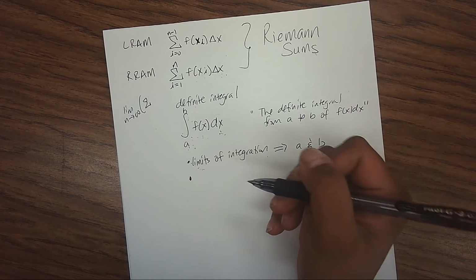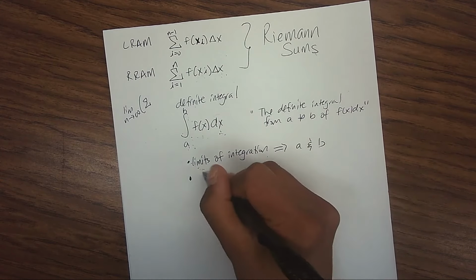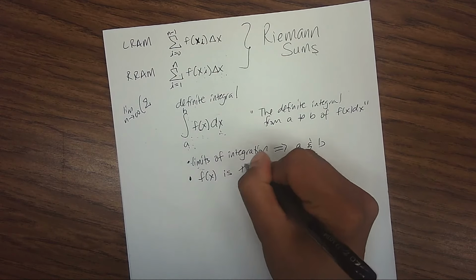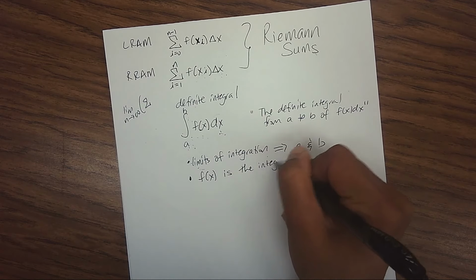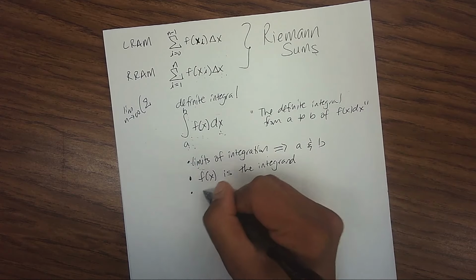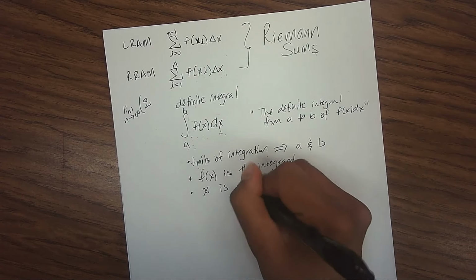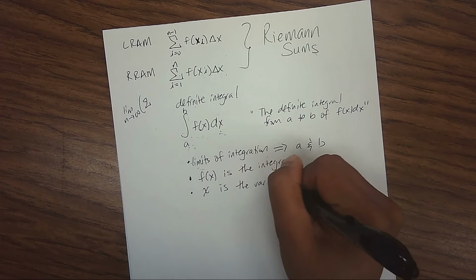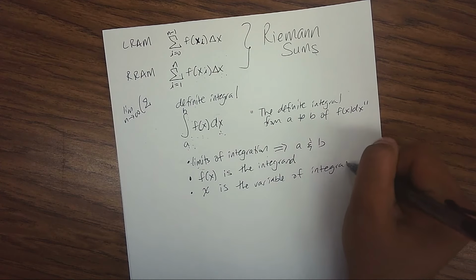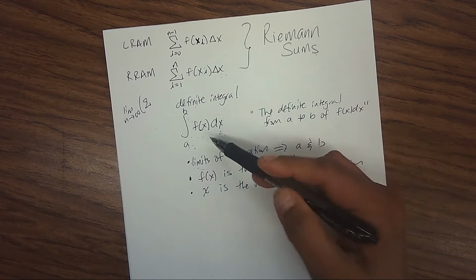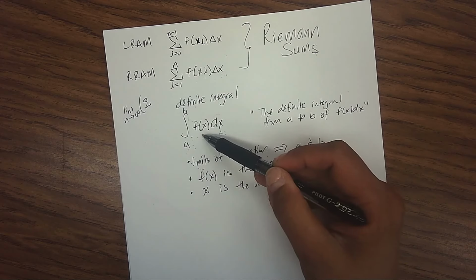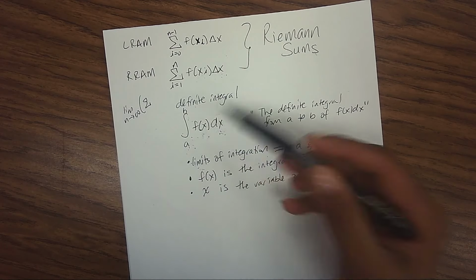The other thing I want you to be comfortable with is f of x. The function you're working with is called the integrand. That's the function you're working with. And now, in this case, x is the variable of integration. That's what x is. So this is called a definite integral. These two are limits of integration. f of x, the function, is the integrand.